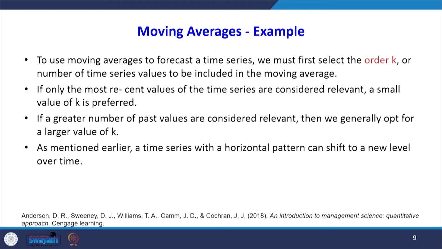As mentioned earlier, the time series with a horizontal pattern can shift to a new level over time. In that case, the moving average is not suitable. What is the meaning of that? Suppose the level is like this. If there is a slight shift, then this moving average method cannot be used as it is; some modifications are required.